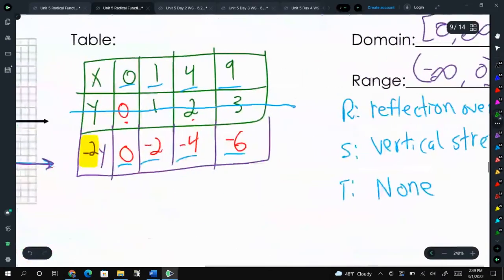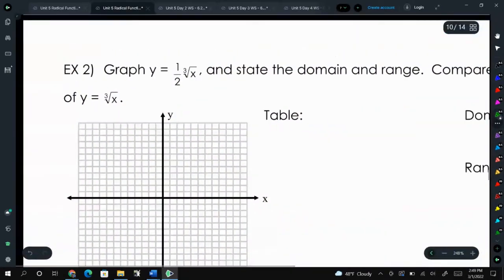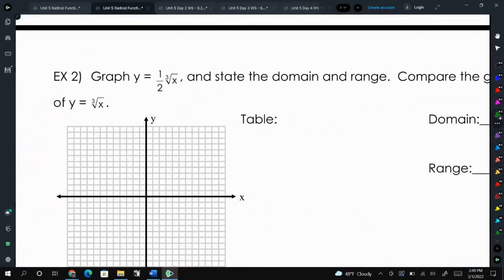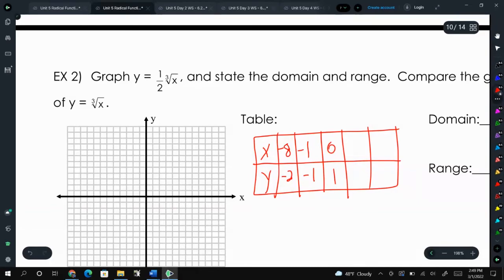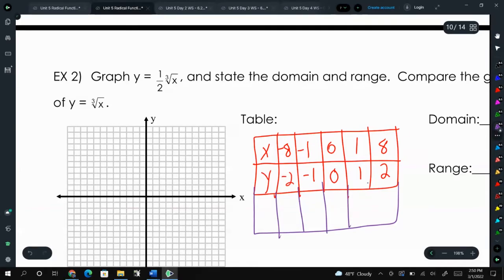So let's now look at a cube root function. We have 1/2 times the cube root of x. Say the domain and range and compare it. So like I was saying, the cube root table looks like this. And then we're going to add a third row. And in that third row, we're going to multiply all the y values by our a value, which is 1/2. So we're going to have 1/2 y.